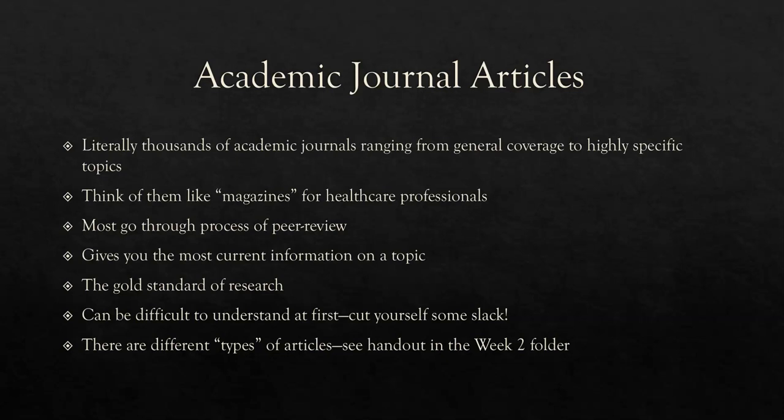Peer review is a process whereby, before the journal decides to publish a specific article, it sends that article out to experts in the field to review, to guarantee that the information is helpful, that the information is current, and that the information is reliable. If the people who are reviewing it don't think that the article is legitimate, they will decline that article and it will not be published. It's a very rigorous process.